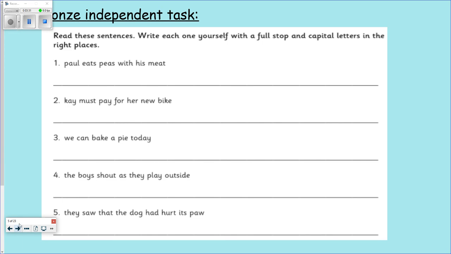Doesn't seem to want to work. Oh, here we go. So here's the bronze independent task. So read these sentences and write them out into your books with capital letters in the correct place and adding full stops at the end, please. So if you could pause the video now and have a go at the bronze task, please.